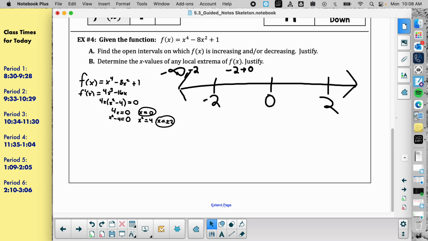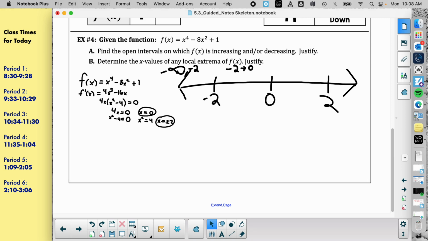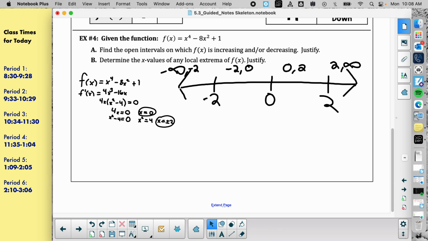Comma. All of these intervals are going to be open endpoints or open intervals as well, because the interval would never include that critical value. Perfect. Nice job.